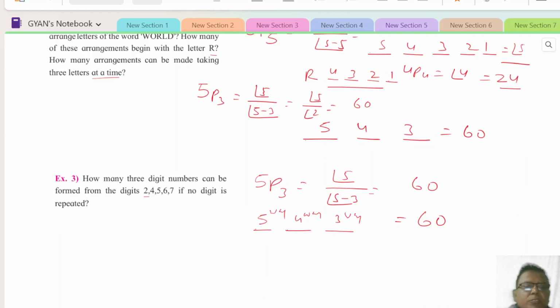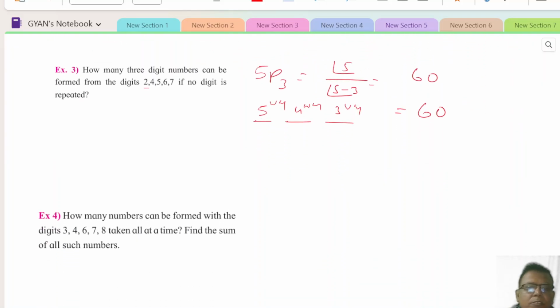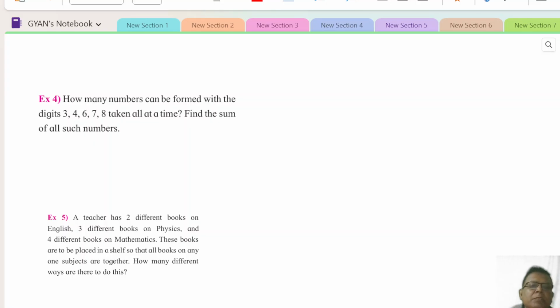Now come to question number 4. How many numbers can be formed with the digits taken all at a time? Find the sum of the numbers. So all at a time means factorial 5. 1, 2, 3, 4, 5. Factorial 5, that means 120. So this is 5, so you divide by 5.